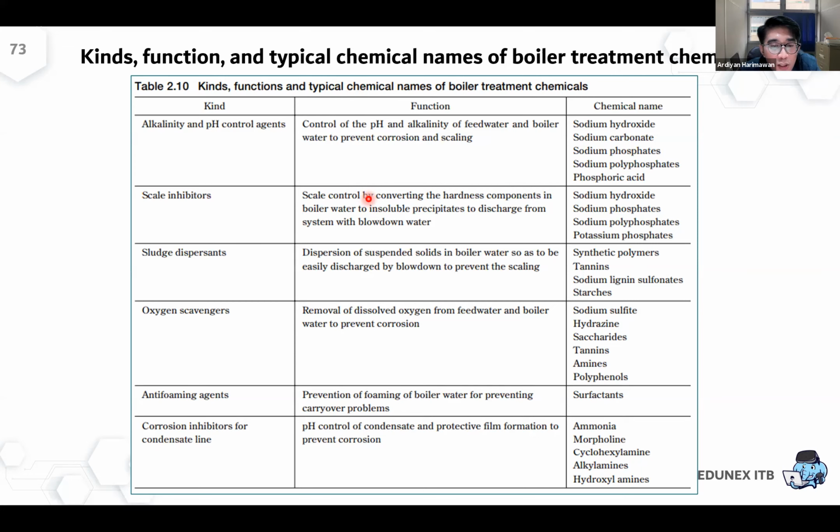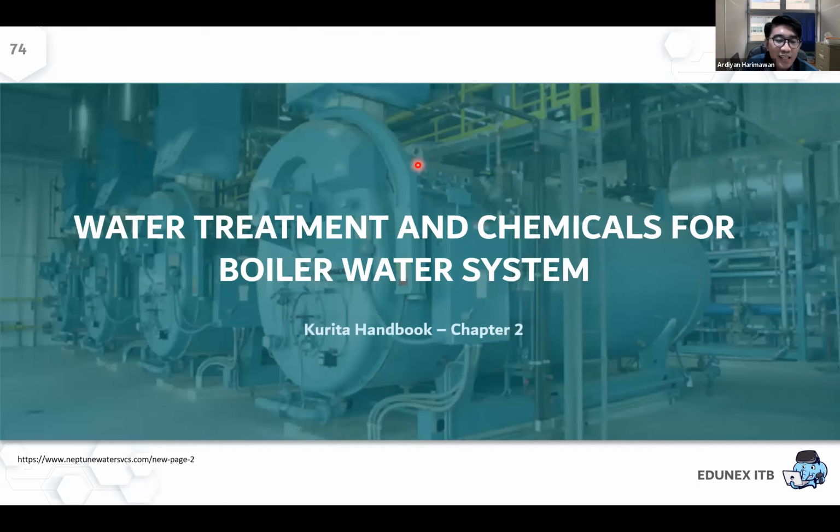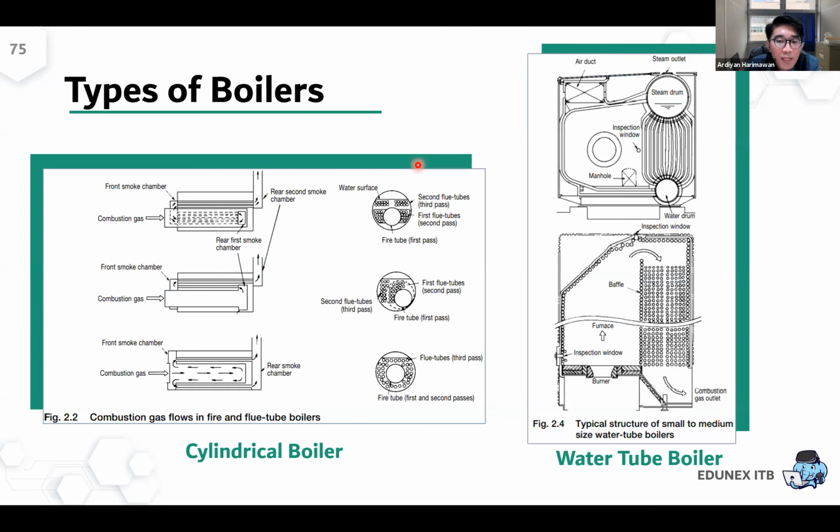Maybe I did not explain the details, but please read from the textbook, the Kurita handbook. These materials come from the Kurita handbook. If you need the details, you can read the handbook. Now we go to the water treatment and chemicals for boilers. For boilers, you will have the discussion in detail later after this part of the lecture.